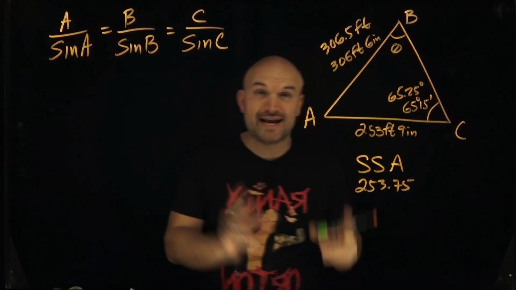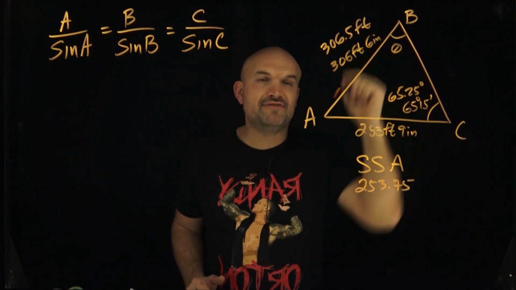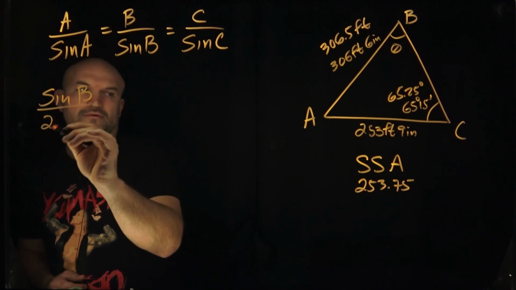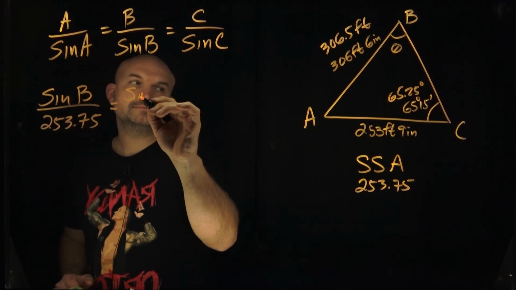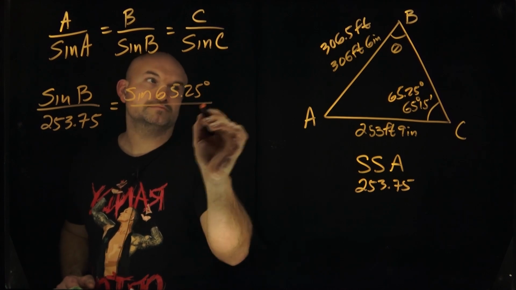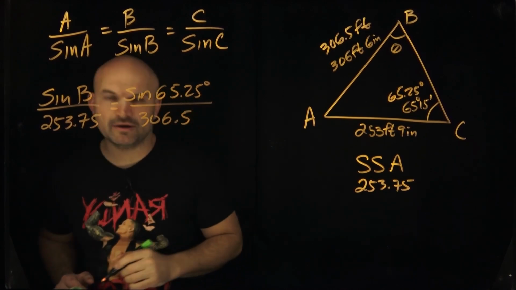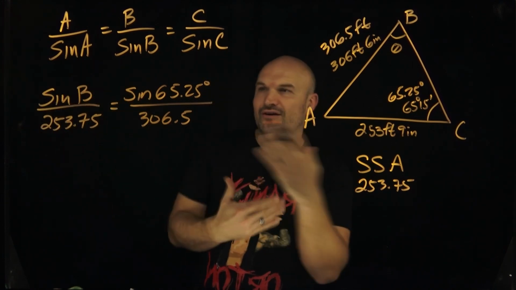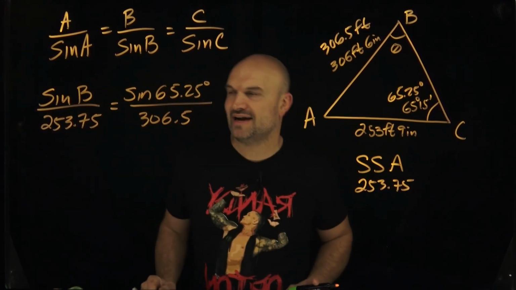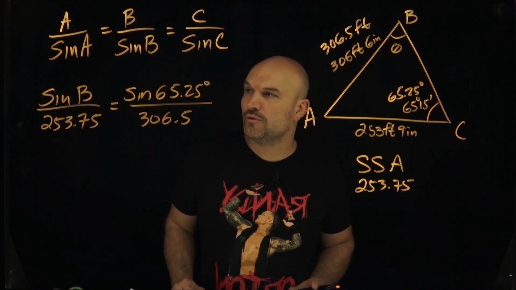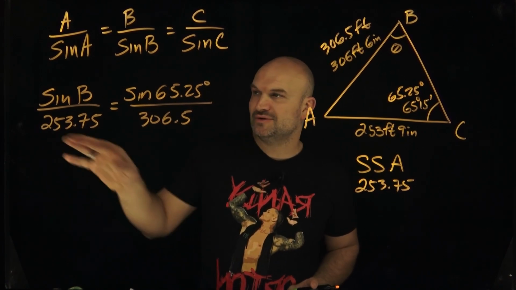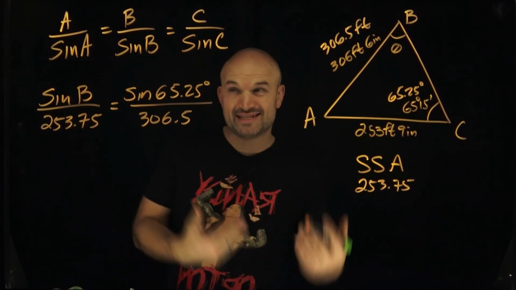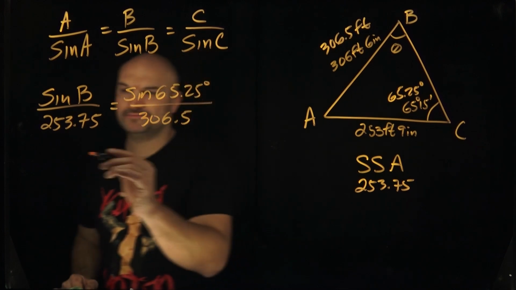Let's go ahead and now create our one proportion for the law of sines to find our missing angle. I don't really need to include the feet here, because when we solve this, the dimensions are going to divide out. But now I need to solve for B. The first thing I need to do is get the 253.75 off the denominator, so I'm going to multiply both sides by 253.75. And now that's going to give me this equation.